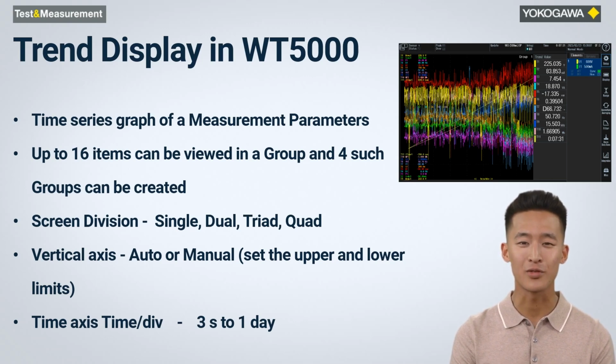Trend screen can be viewed in single, dual, triad or quad manner as per the requirement. Vertical axis can be set as auto scaling, or we can define upper and lower limits for manual scaling. We can record the trend graph as minimum as 3 seconds to maximum length of 1 day directly in WT5000. Let's understand how to set up trend display in WT5000.